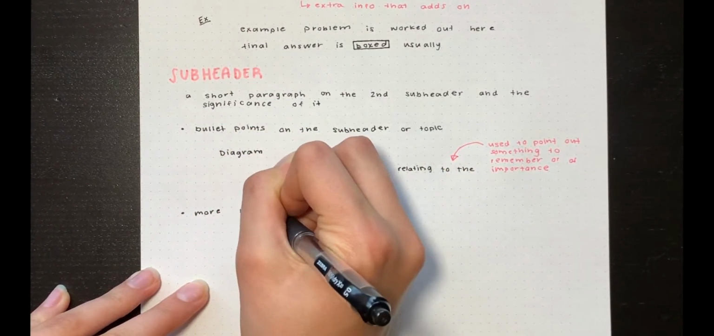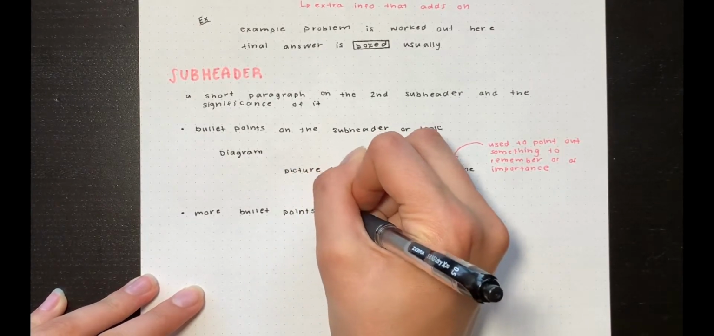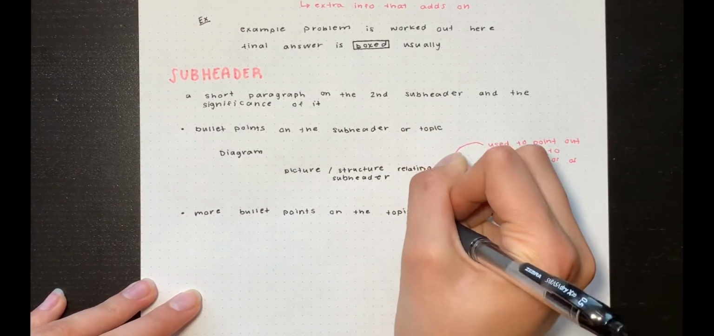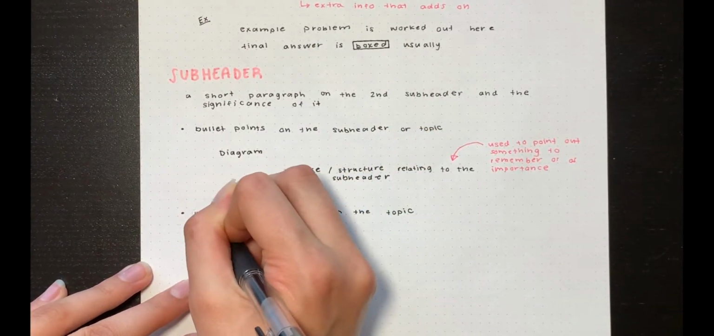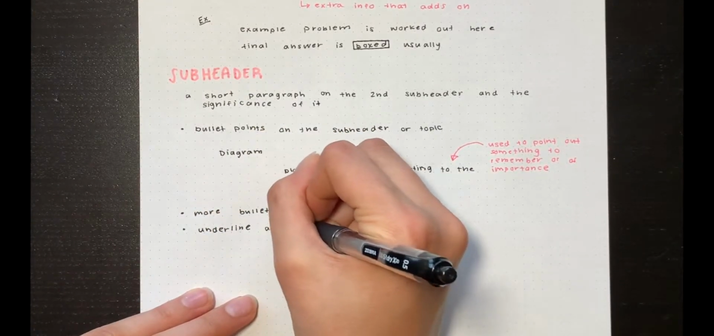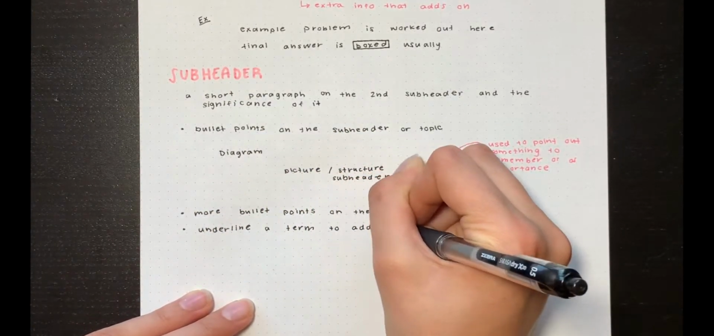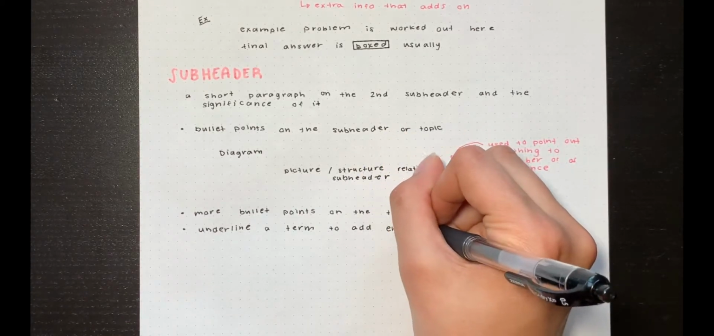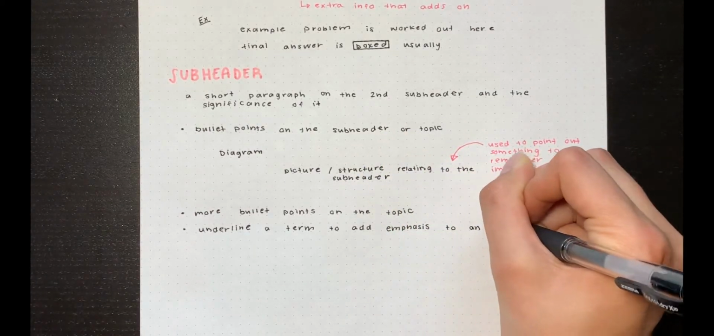So next I just go on to write more bullet points normally, or then something else like maybe an example problem. And then another key tip I do is I underline a term to add emphasis or an important term.